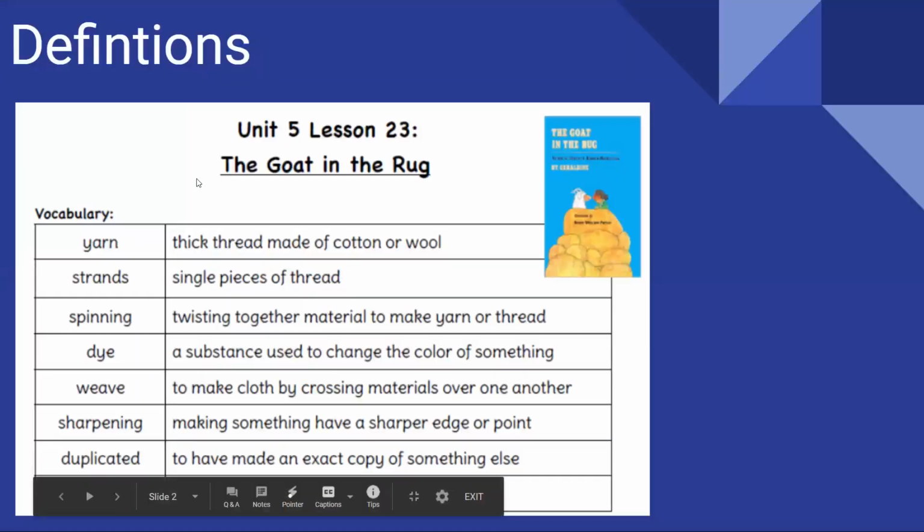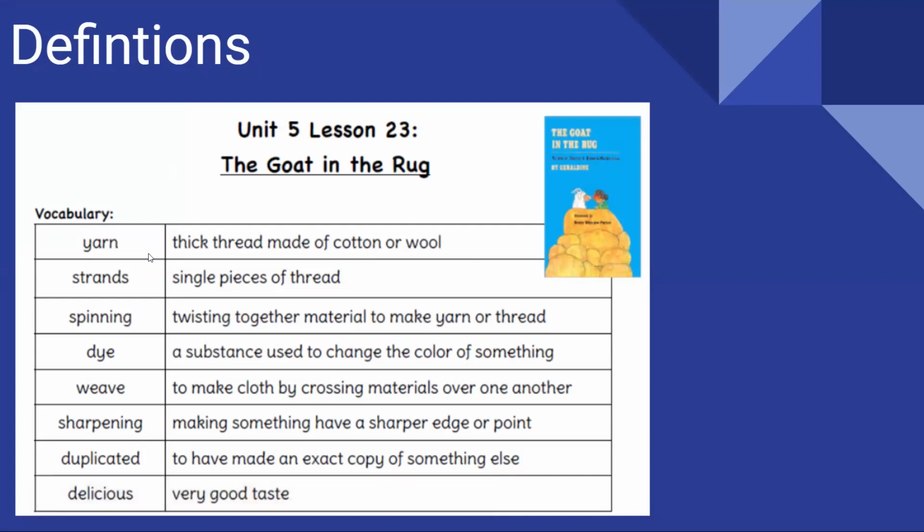So your first word was yarn. Yarn is a thick thread made of cotton or wool. Give yourself a tug if you got that one right. So let's say yarn 3 times together in our whisper voice. Here we go. Yarn, yarn, yarn.